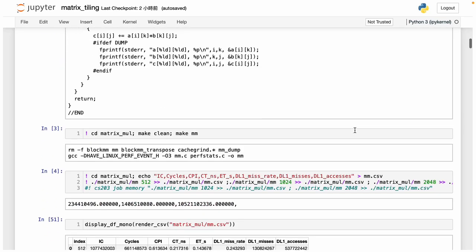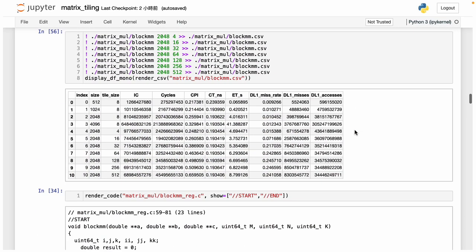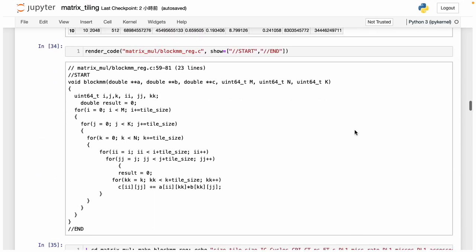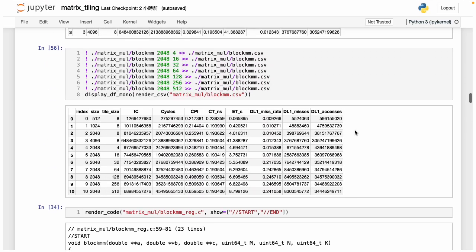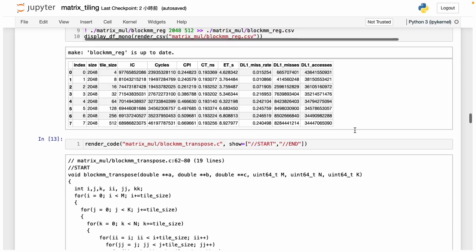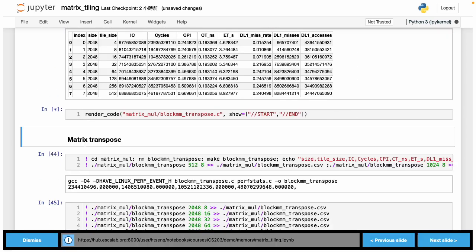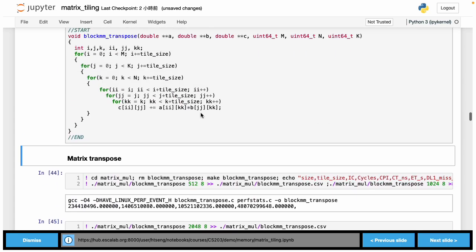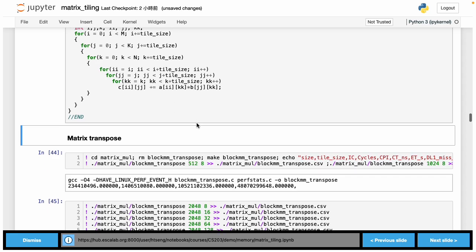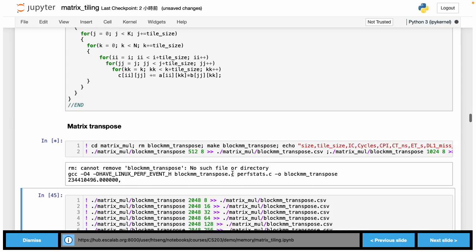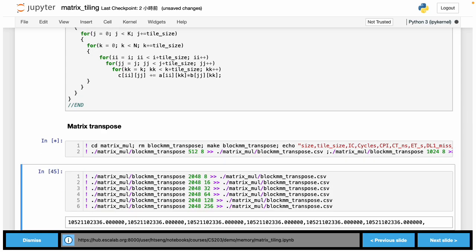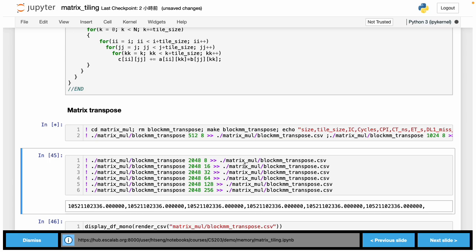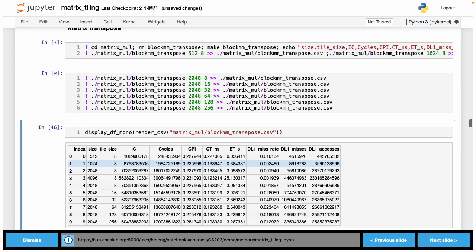So first of all, let me find the code for transpose. Okay, so the transpose is right here. And this is the transpose code. As you can see, instead of IIKK, I'm now doing JJKK. And let me do this. And let's run it and see what's going on.